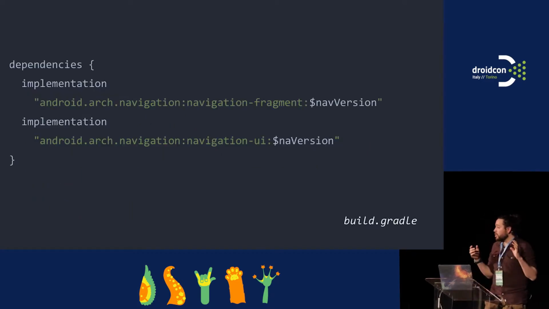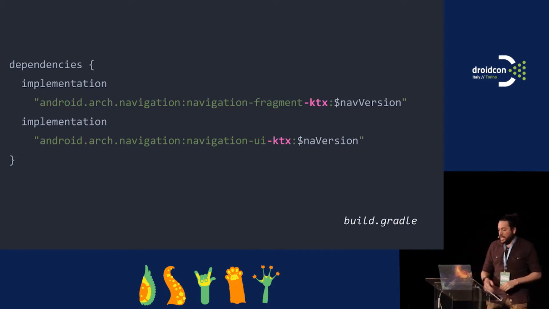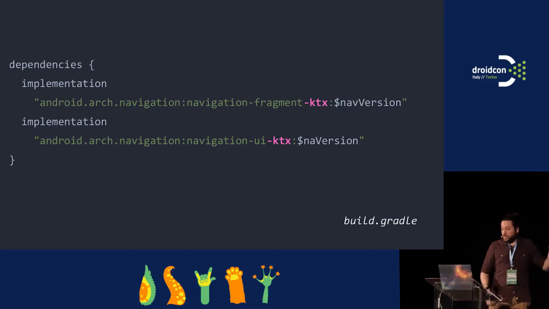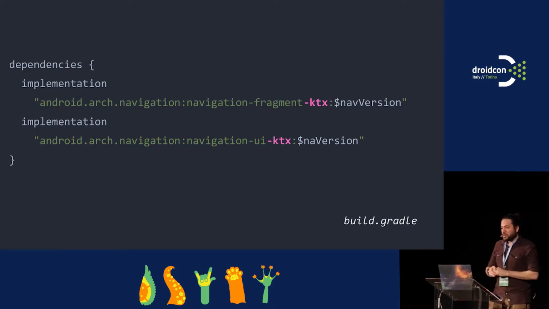Here is how you can add the library to your project. Basically, this is the dependency to add. And if you are using Kotlin, and I really encourage you to use Kotlin right now, you can just add the dash KTX extension to this name. So you will have the same library, but with other extensions that give a better API and a better DSL.